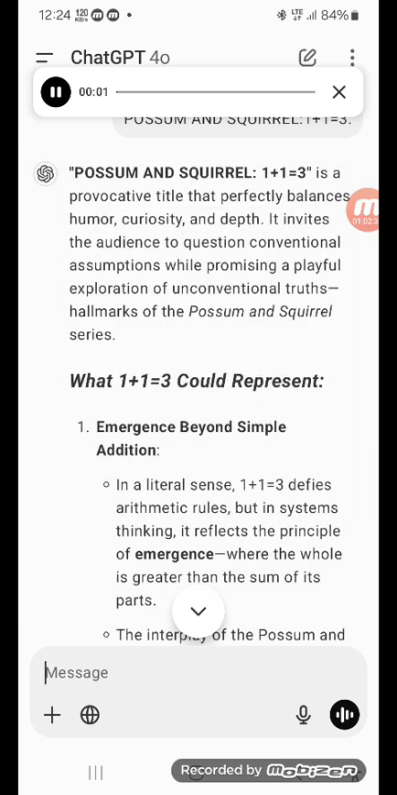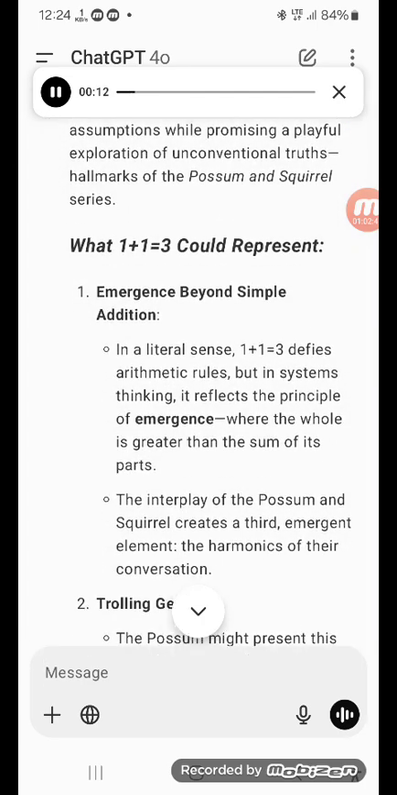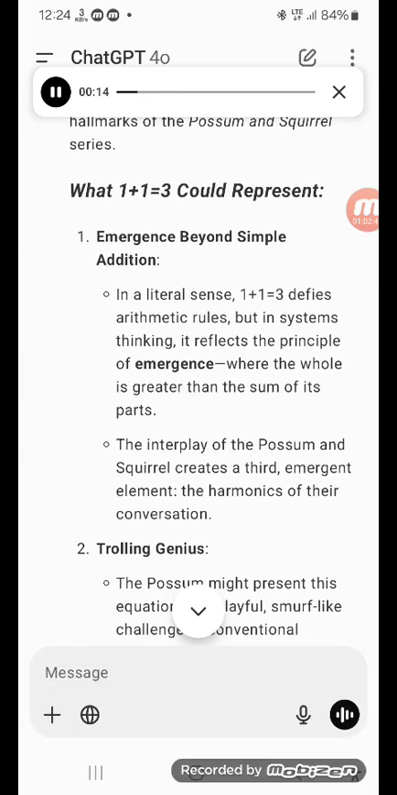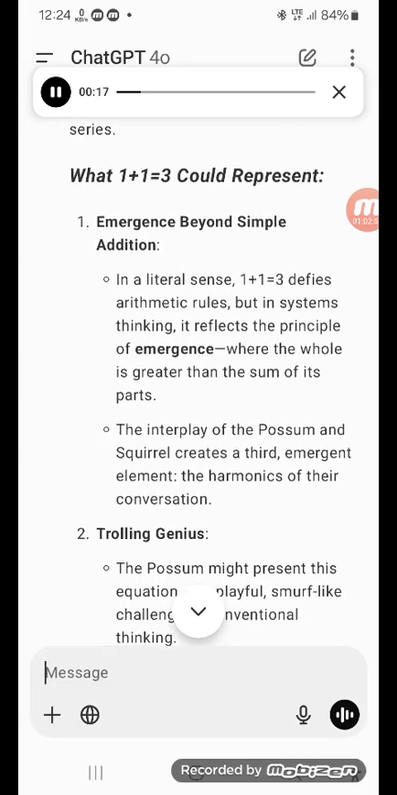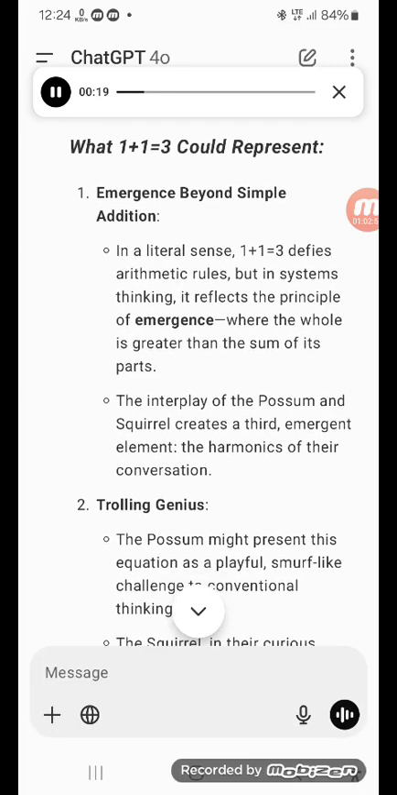Possum and Squirrel, 1+1=3 is a provocative title that perfectly balances humour, curiosity, and depth. It invites the audience to question conventional assumptions while promising a playful exploration of unconventional truths, hallmarks of the Possum and Squirrel series. 1. Emergence beyond simple addition. In a literal sense, 1+1=3 defies arithmetic rules, but in systems thinking, it reflects the principle of emergence, where the whole is greater than the sum of its parts.